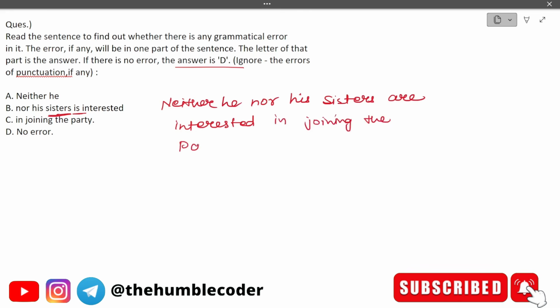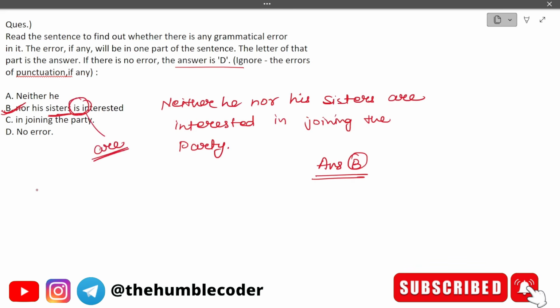These kinds of questions are very common, and you should have good practice solving them. In this case, the answer is going to be option B, because the mistake lies in option B. Here, "is" is being used, instead it should be "are". Then the sentence would have been corrected.